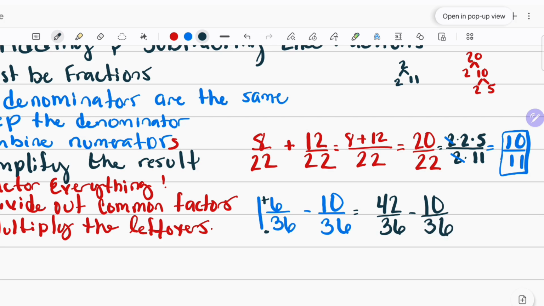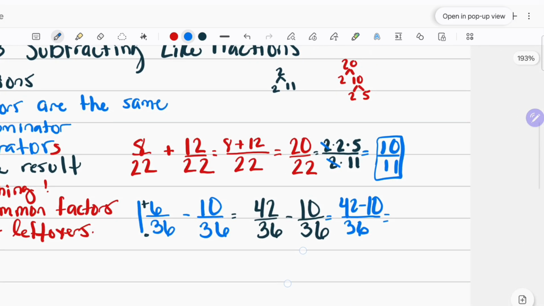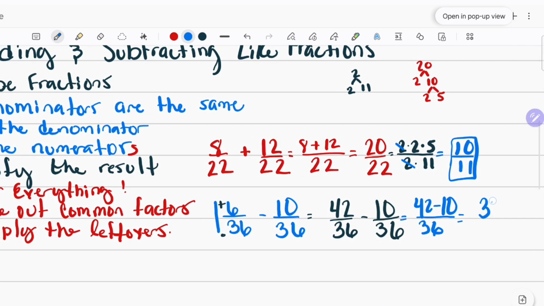Now that we have fractions, you go to that blue part. It says if the denominators are the same, keep the denominator and combine the numerators. So the 36 won't change. And we combine 42 and 10. What do we get? Look at the sign: it's subtraction. We get 32 over 36. That's the add and subtract part, but you have to simplify every fraction you get. You have to make sure it is the lowest it can get.